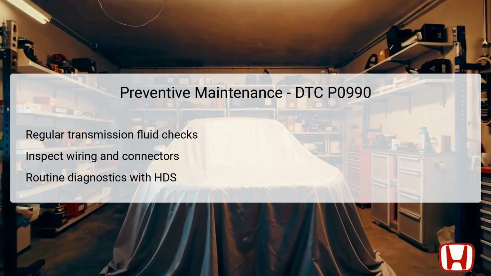Preventive maintenance is key to avoiding recurring issues such as the DTC P0990 in a Honda Accord. Regular checks of the transmission fluid are essential, as maintaining the proper fluid levels and quality can significantly impact the performance of the transmission system. Inspecting wiring and connectors related to the transmission fluid pressure switch E is also critical, as loose connections can lead to problems like those indicated by this code.